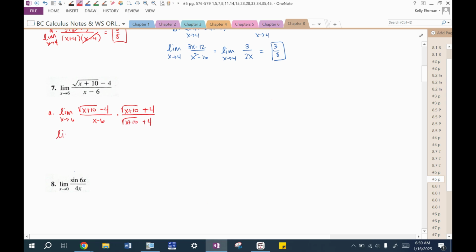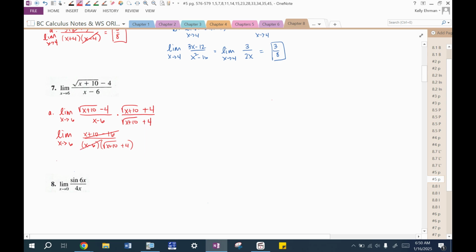All right, remember to keep your limit notation. And so when you multiply these two conjugates together, you get x plus 10 minus 16. And you don't actually distribute this through. It's just the quantity x minus 6 times the quantity square root of x plus 10 plus 4. The reason you don't distribute anything down here is because this numerator is x minus 6. That's equal to x minus 6. So that cancels with that.